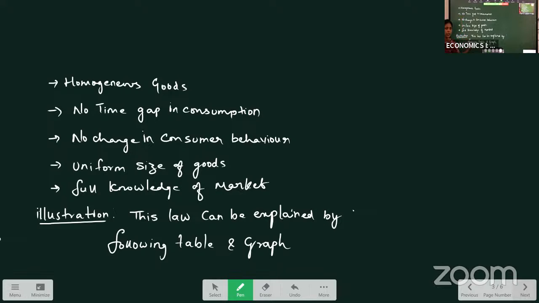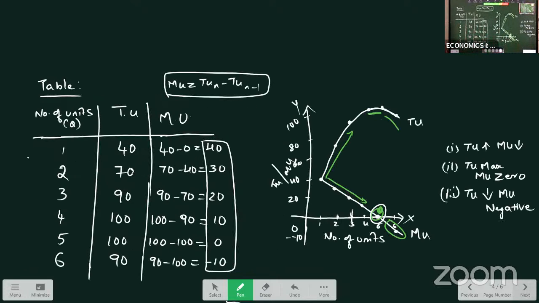Then illustration means what? This law can be explained with the help of a table and a graph. So you should do the table and you should do the graph. Okay, this table, hope you all understood here. If you understand this concept, it is very easy, no need to memorize this answer. You have to understand, then you can write in your own words.